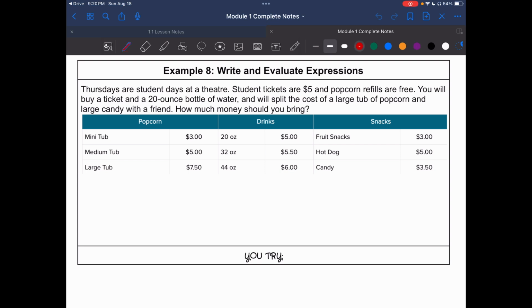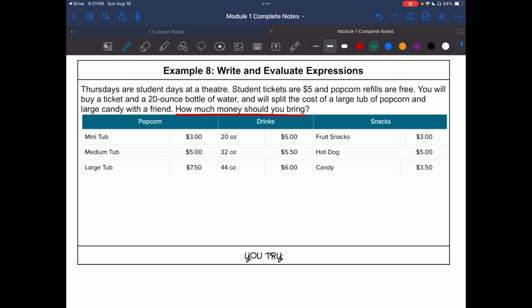So, our task: how much money should you bring? If we plan our approach, I need to add up the amount of money I'm going to spend on my ticket, plus the bottle of water, plus the candy and the popcorn. But we need to remember that the popcorn and candy are being split with a friend. So we're going to need some grouping symbols there, because you're going to take that cost and divide it between the two of you.